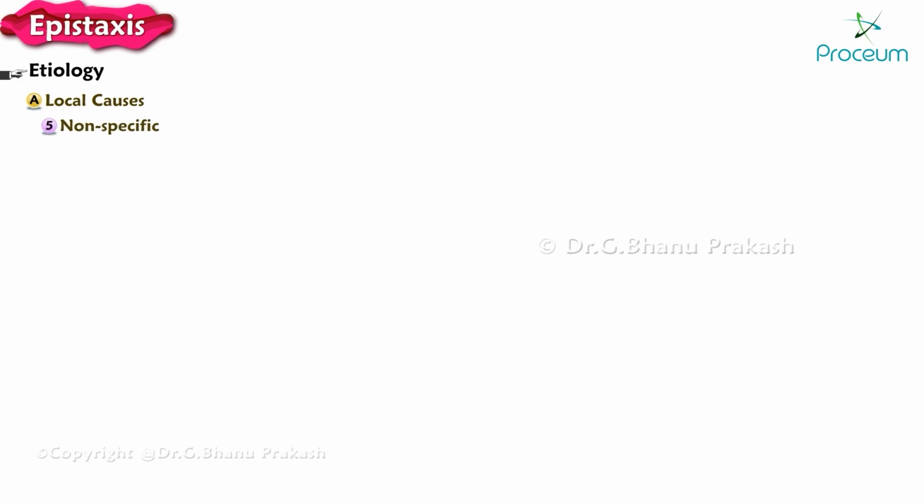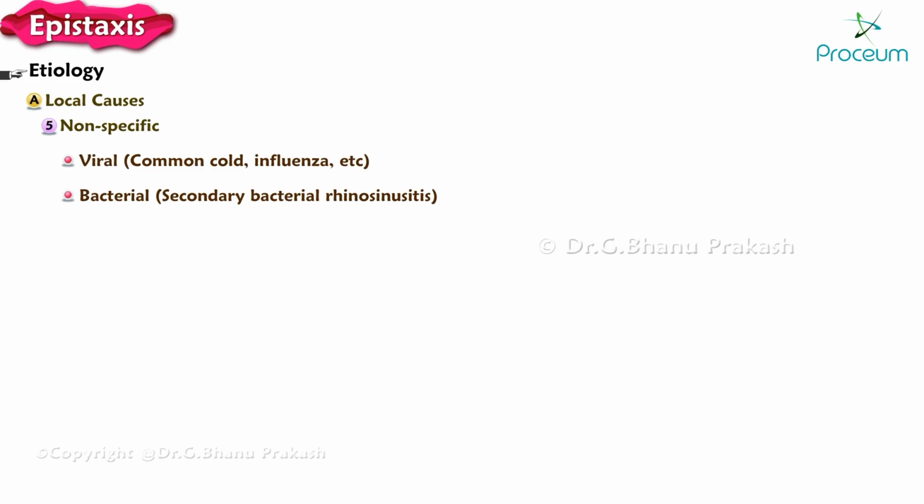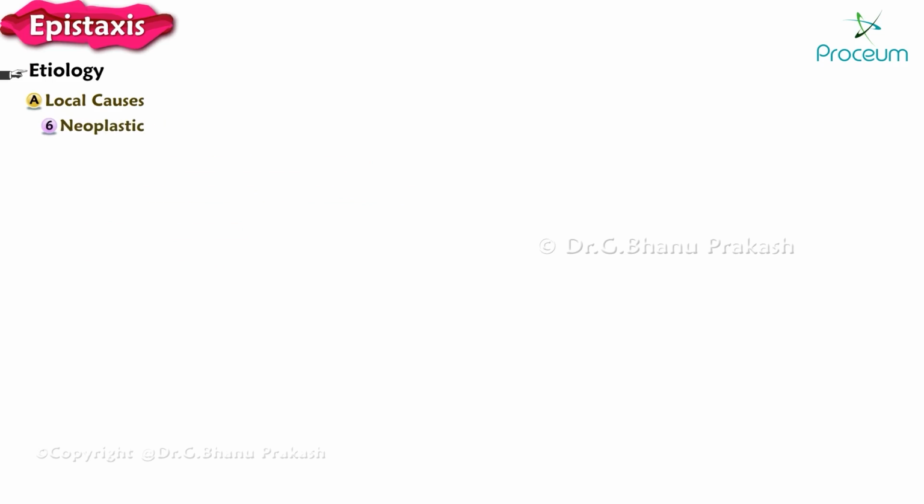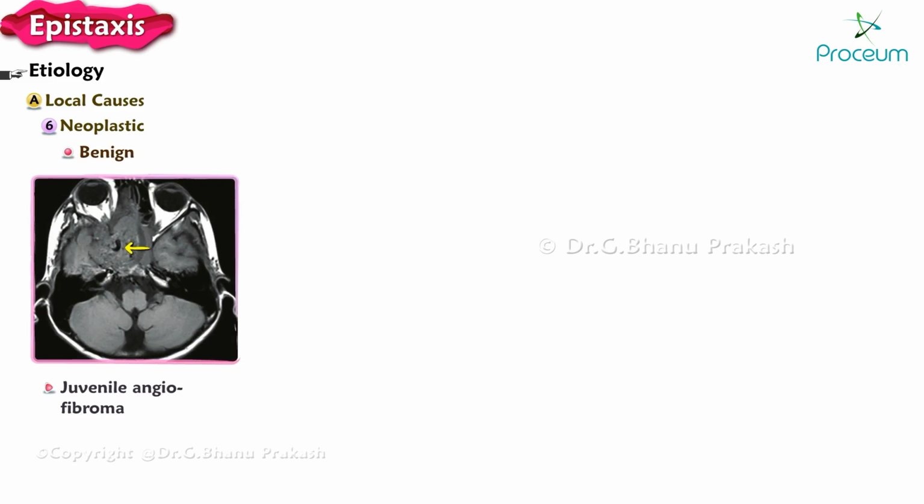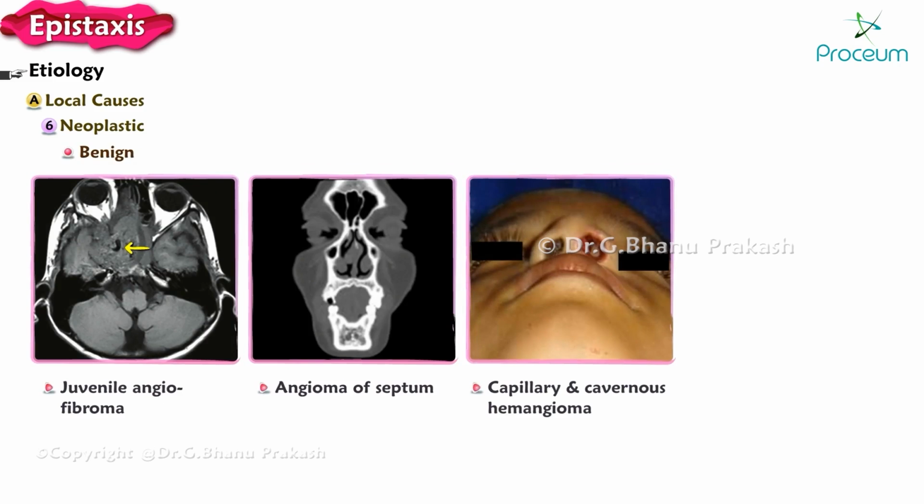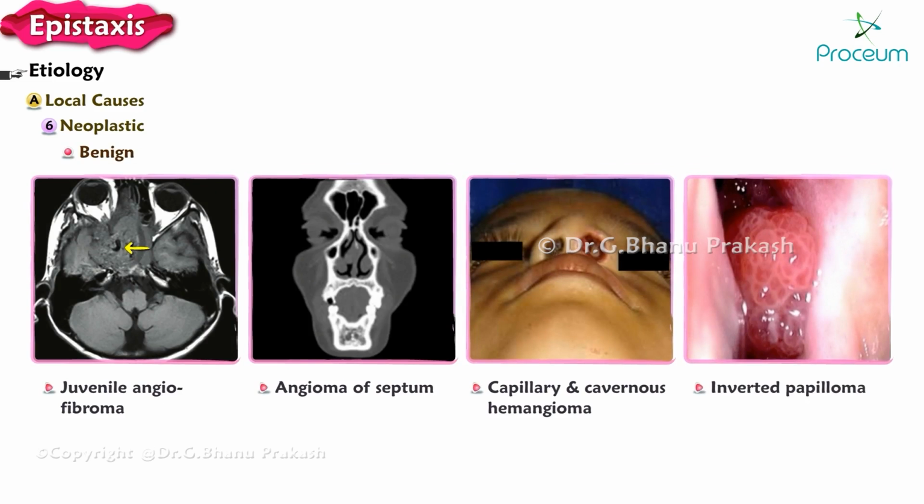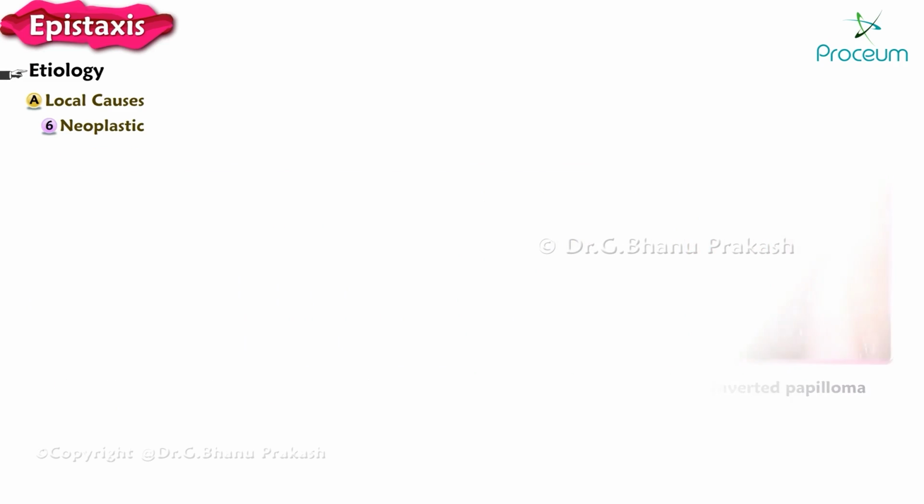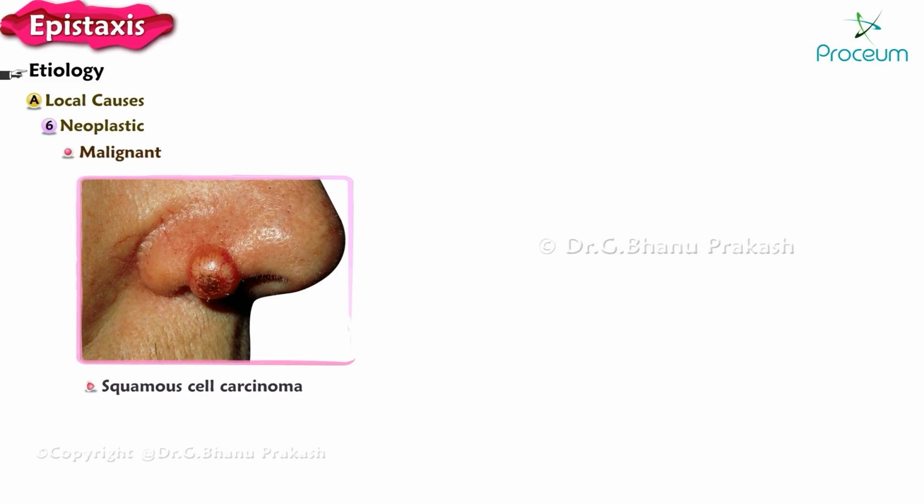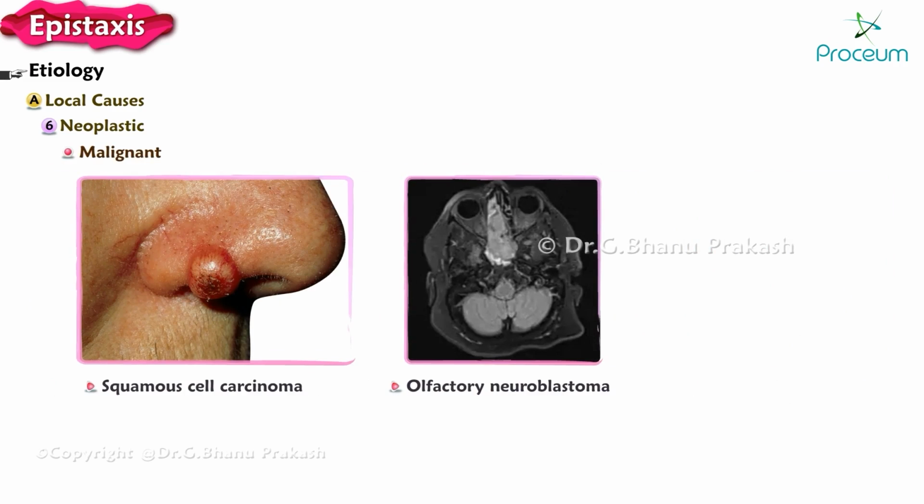5. Nonspecific: viral, common cold, influenza, etc. Bacterial, secondary bacterial rhinosinusitis. Fungal rhinosinusitis. Atrophic rhinitis. 6. Neoplastic: benign, juvenile angiofibroma, angioma of the septum, capillary and cavernous hemangioma, inverted papilloma, etc. Malignant: squamous cell carcinoma, olfactory neuroblastoma, nasopharyngeal carcinoma, etc.